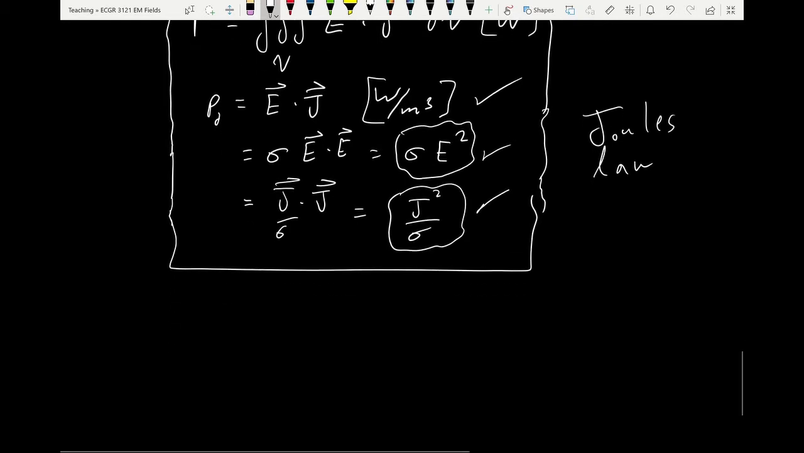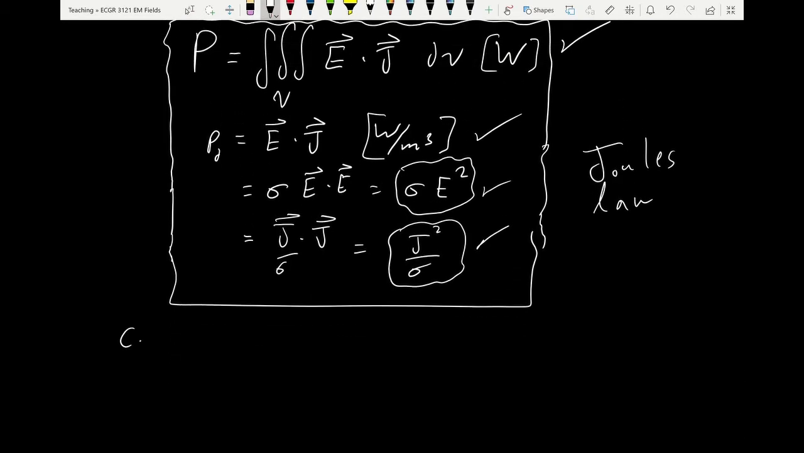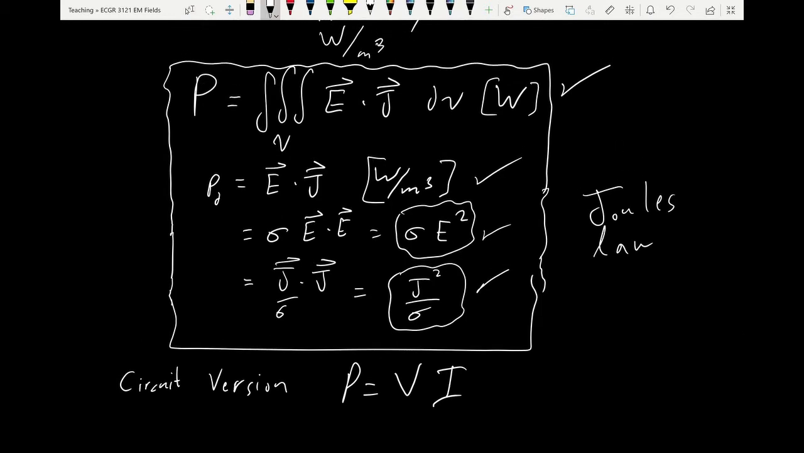How does it relate to the circuit version? Right. So the circuit version is simply P equals VI. Can we show that we can get P equals VI from this?